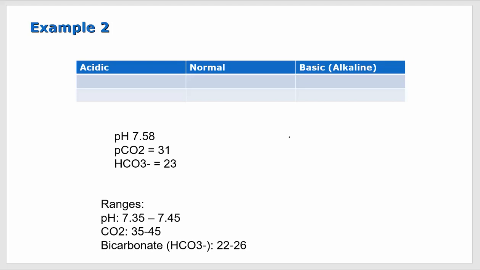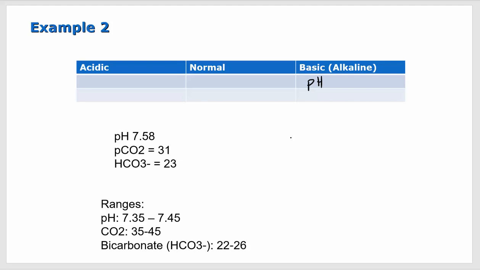Okay, so now we have a pH of 7.58. So I'm going to just go ahead and put this over here because that is alkaline. So 7.35 to 7.45 is normal. This is definitely on the alkaline side. My carbon dioxide is low. Remember, carbon dioxide, when it's high, that's acidic. When it's low, that's basic. Bicarb, it's the opposite. It goes the other direction. So when bicarb is high, that's alkaline, and when it's low, it's acidic.